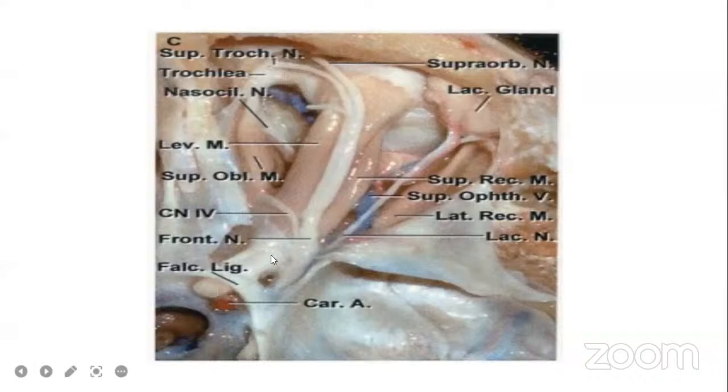And here is the carotid artery. Here you can visualize the superior ophthalmic vein. And here is the superior rectus muscle, and the lateral rectus muscle as shown here. The lacrimal gland lies laterally, which is supplied by the lacrimal nerve.